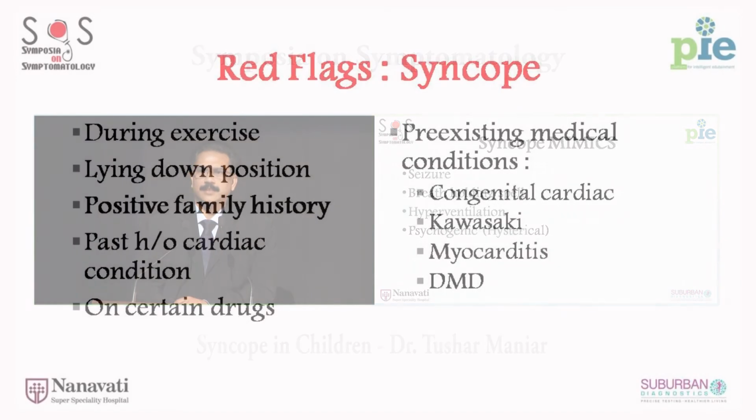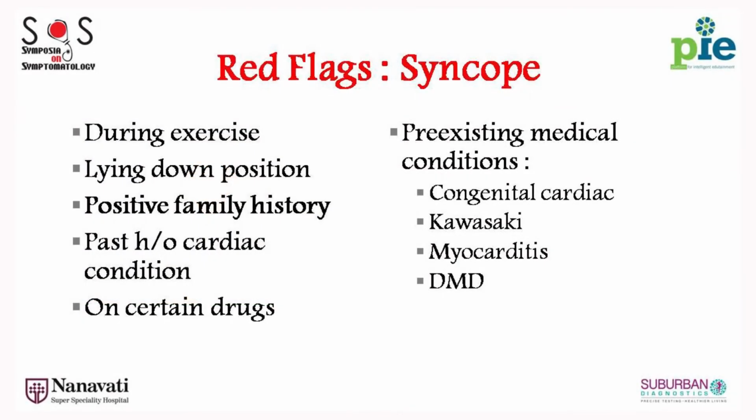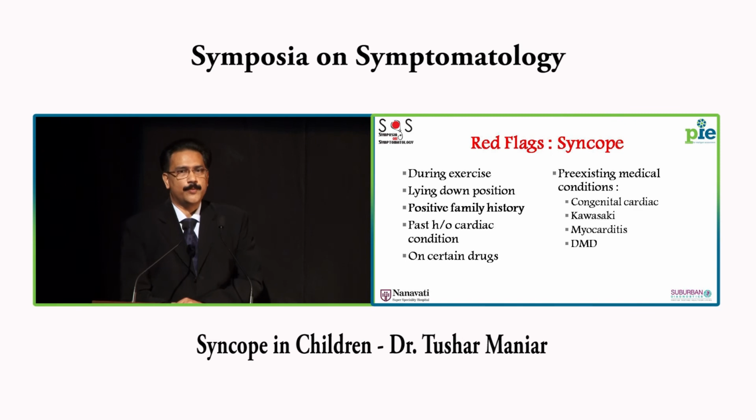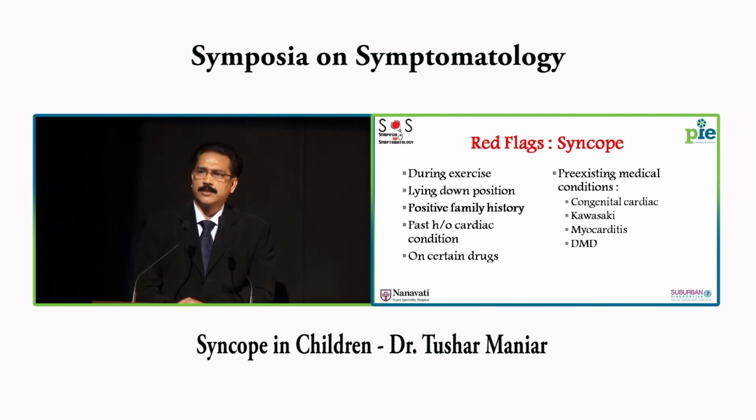So let me again go through the red flags, which are the most important part of history taking in syncope. Any child who has syncope during exercise, any child who has syncope in lying down position, anybody who has a positive family history, or any known cardiac condition or is on certain medication would be a red flag for syncope. On the other hand, if you found any congenital cardiac conditions like Kawasaki, etc., then you would be worried about it.